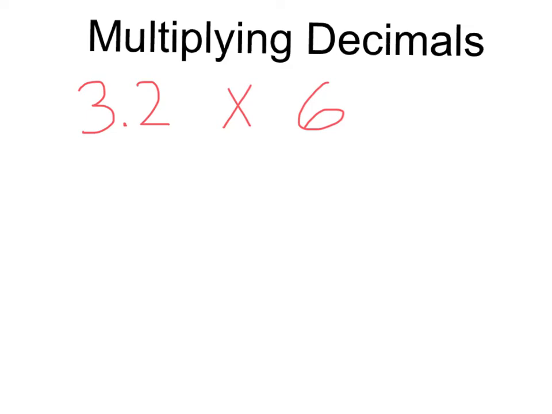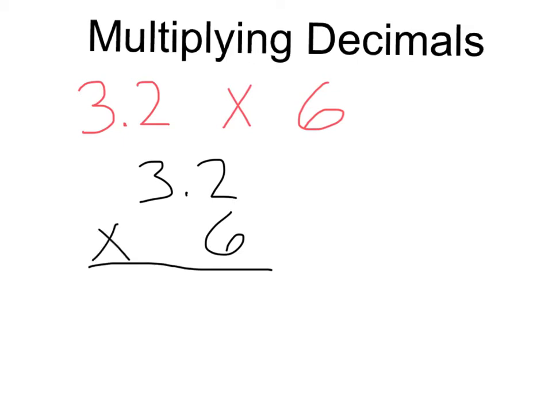Multiplying decimals is going to be different from adding and subtracting in that when you set up your problem, you do not need to make sure that the decimal places line up. We know this is a 6, so the decimal would technically be back here, but we do not need to line them up. We just align them like we would normally, and then we multiply.